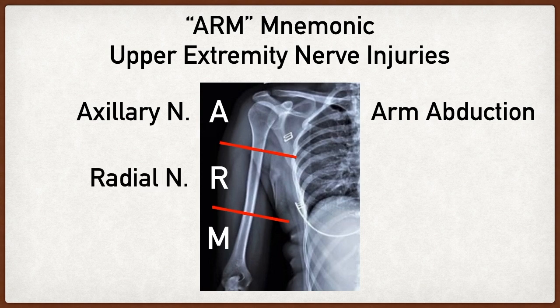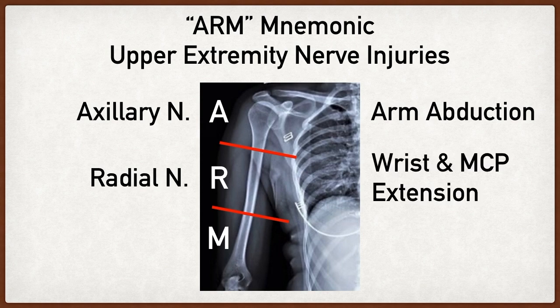R stands for radial nerve. This will help you remember that a fracture to the mid-shaft of the humerus can lead to a radial nerve injury. Remember that the radial nerve is involved in wrist and MCP extension.